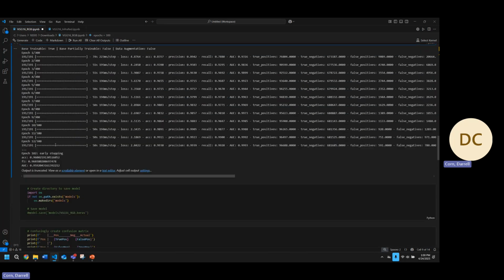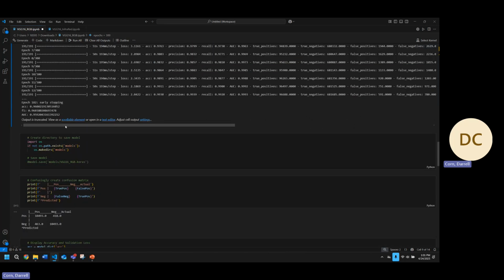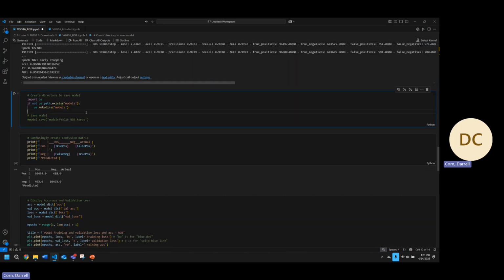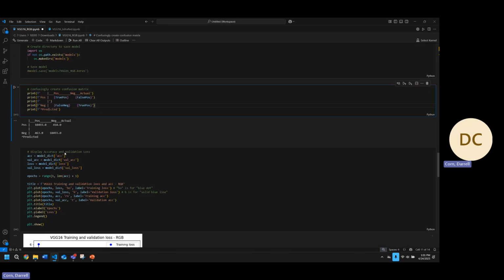Looks like that. I have to calculate the F1 score manually because I'm using an older TensorFlow version. That's just what I got working with my GPU. And here we save the model. We make a rudimentary confusion matrix because I didn't have time to figure out how to do that on my own through sklearn. It works though.